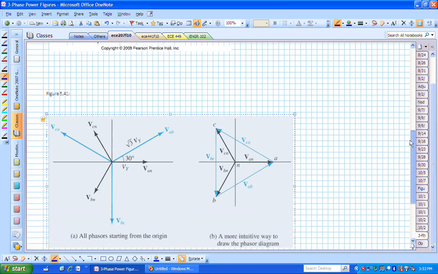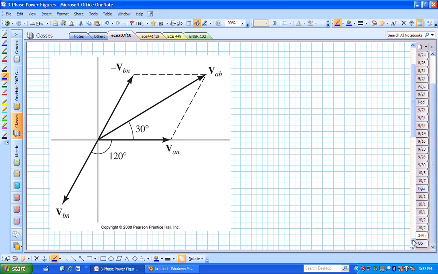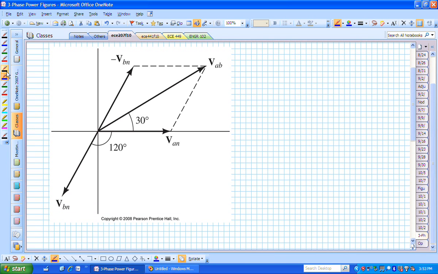Maybe if I had drawn it better, let's go back. Here is a figure in the book. This is what it should be. This is figure 5.40 in your textbook. Here is V sub Bn. That's V sub phi at an angle of minus 120, and here's V sub An. We negate this guy, and that flips up here. That's where that minus sign comes from. And now we're just adding V sub An to minus V sub Bn.